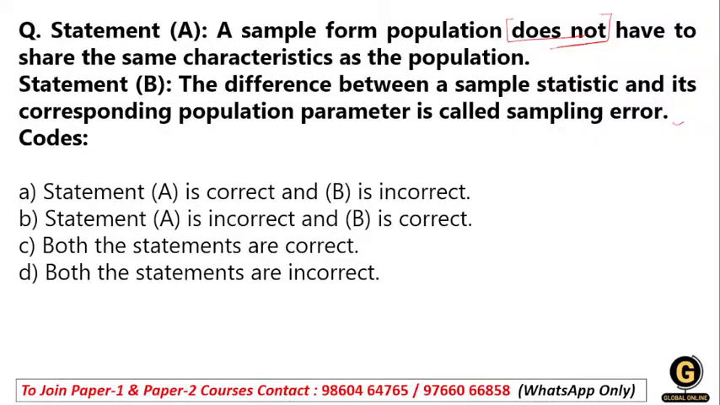Actually, whatever sample is taken by the researcher, that sample should share identically the same characteristics as the population. That's why they are taking the sample, which indicates the whole population or justifies the whole population. Though there can be differences due to randomness, a sample should be representative of the population. So this is a wrong statement.